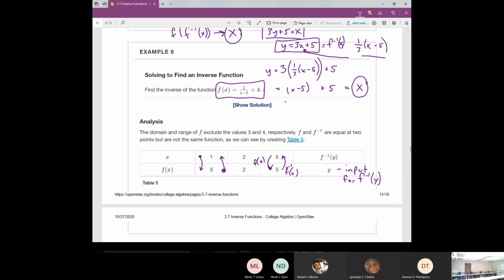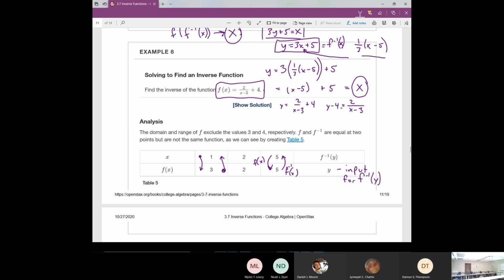Let's see, I think I have room here. I'll try to get this by itself. We'll call this y. So I'll say y equals 2 over x minus 3 plus 4. Well, the first thing I want to do is subtract 4 from both sides. Y minus 4 equals 2 over x minus 3.